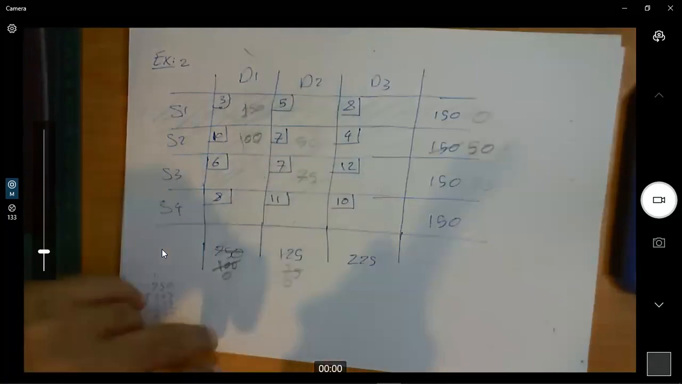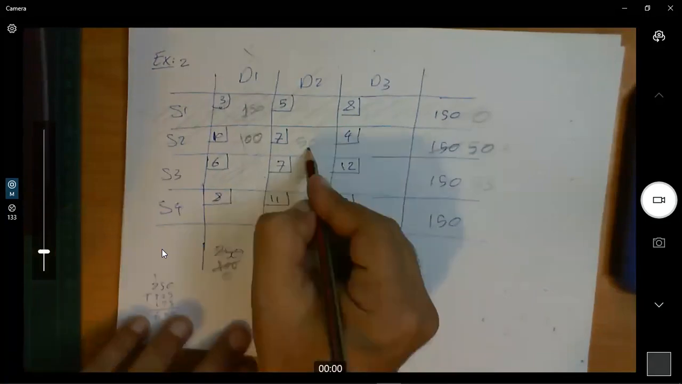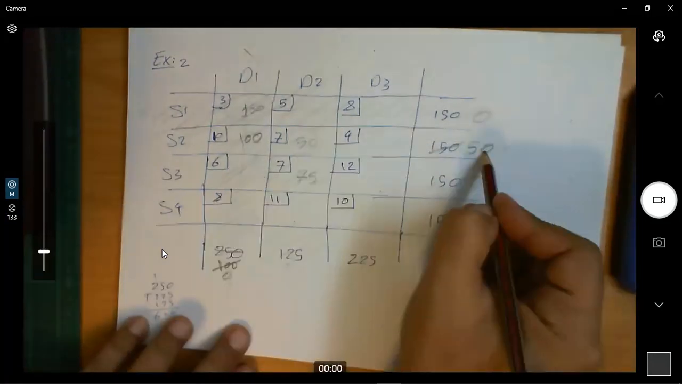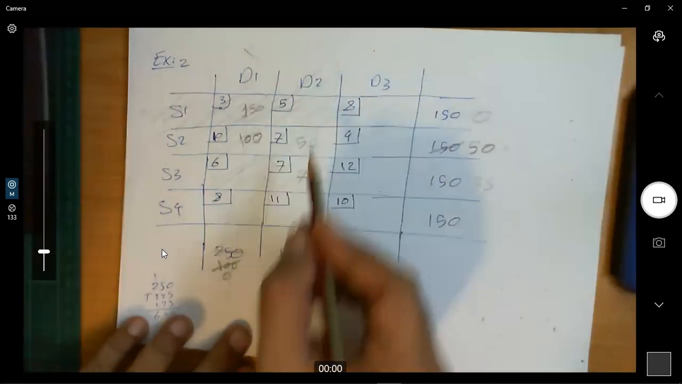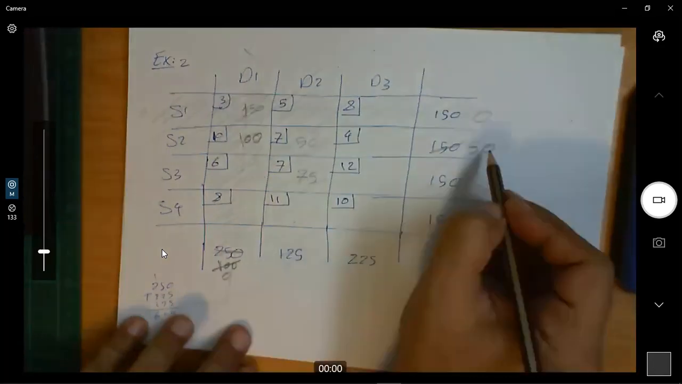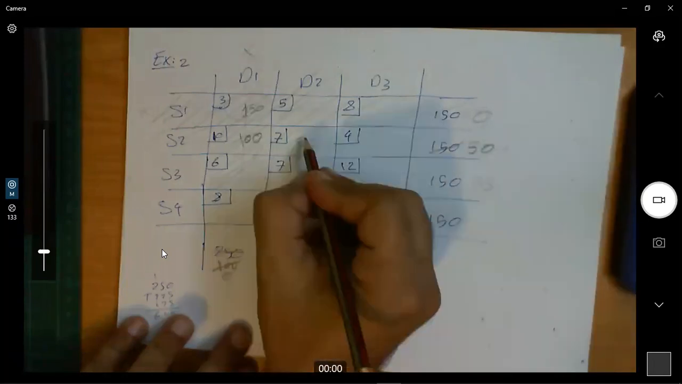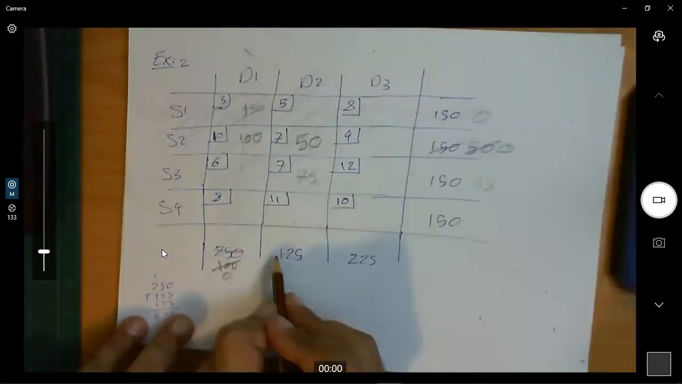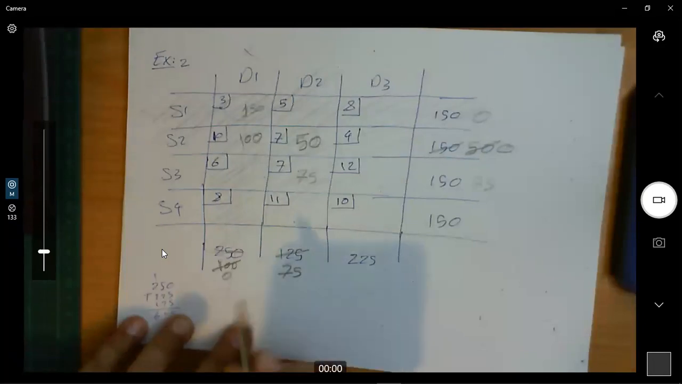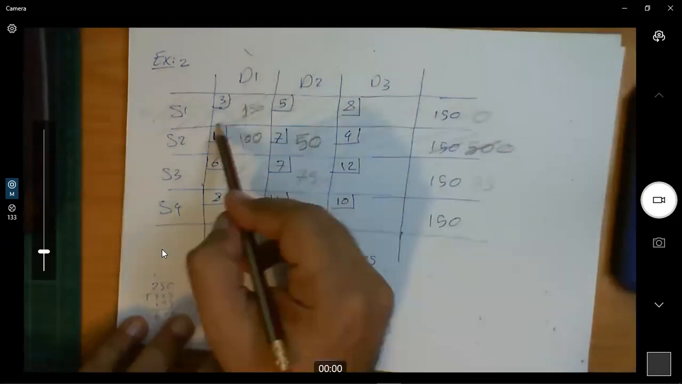Assign the maximum. 50. D2, the demand for destination 2 is 125. But the available is 50. So we assign only 50. Okay. And this becomes 0. And 125 becomes 75. Okay. Then this one is out of the loop.